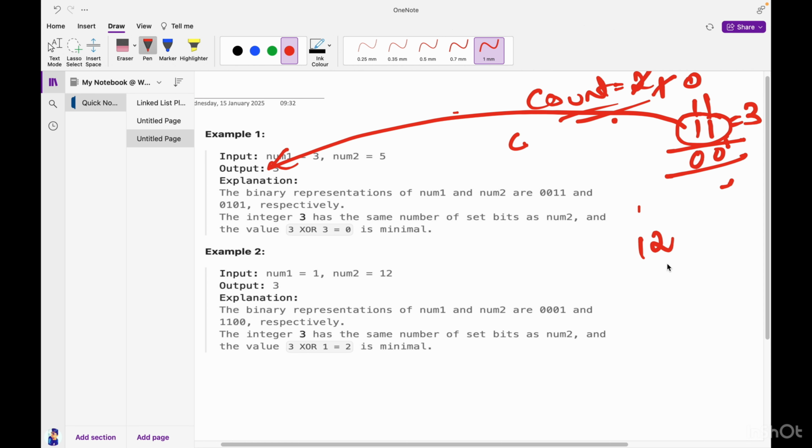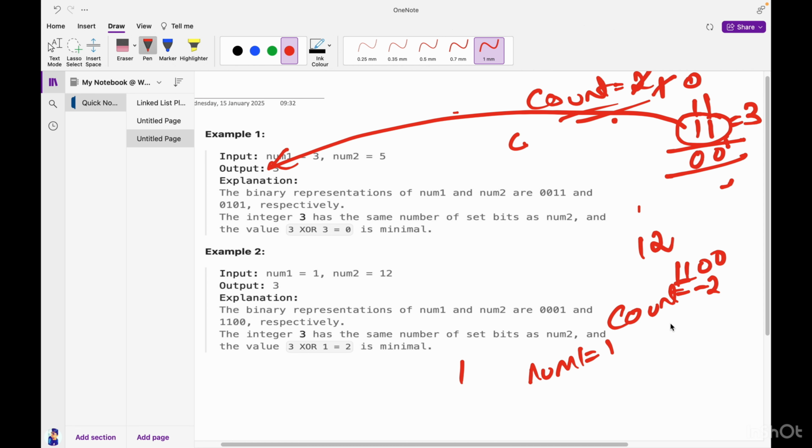Okay, what's the binary representation of 12? 1 1 0 0. Count equals 2 because there are 2 set bits, and num1 equals 1. Now this is the second case of this question. The binary representation of 1 is 1. Count is not equal to 0.